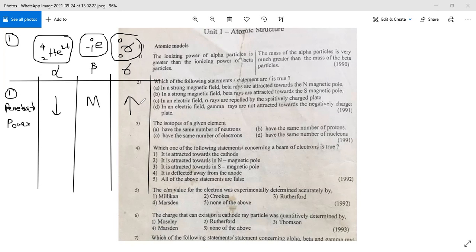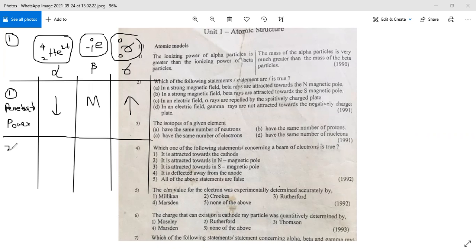Why does gamma have the highest penetration power? Gamma is electromagnetic radiation. It's not a particle. So when it goes through an obstacle, it doesn't collide with any other, so it has a very high penetration power. That's it. No need to know any other definitions, like that this can penetrate through a 1 centimeter plate. No need to know anything. Just a simple comparison: which one has the least, which one has the highest power. It totally depends on the size of the particle.